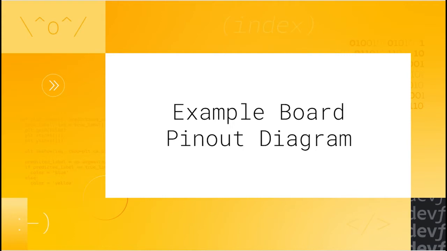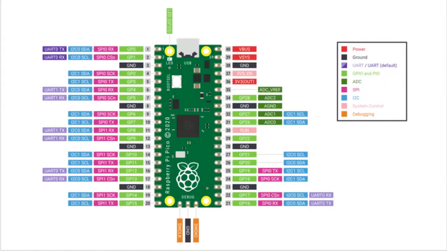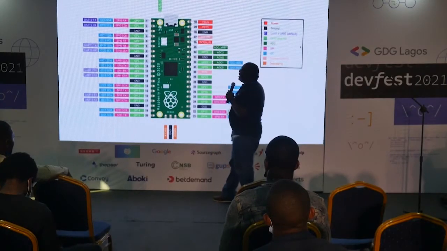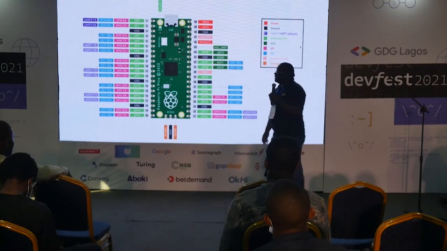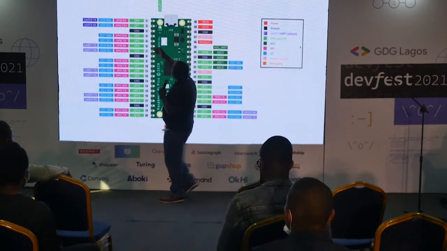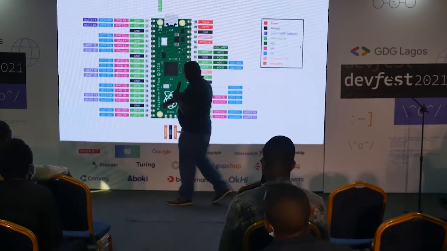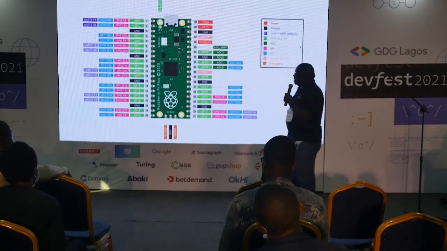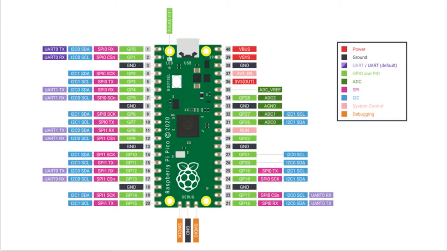Okay, so let's look at an example board pinout diagram. So recall when I said you need to be able to read the documentation. So this is one example of a board, and this is what the documentation looks like. It's not complicated, really. You have numbers from 1 to 20 at the bottom, 21, all the way up to 40. Really, what it's saying is that there are 40 pins on this microcontroller that you can program.